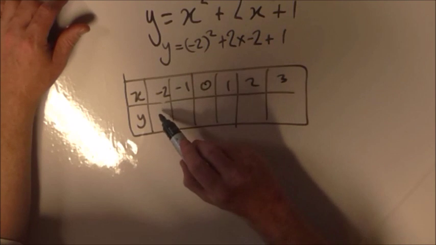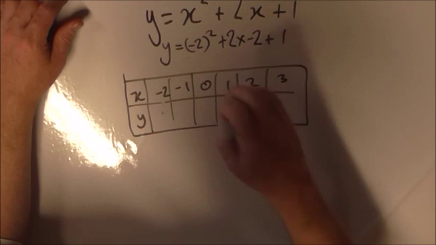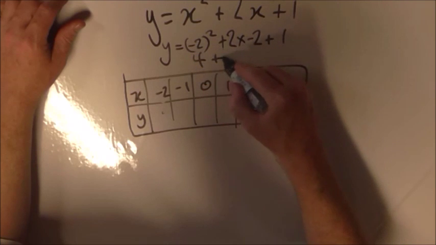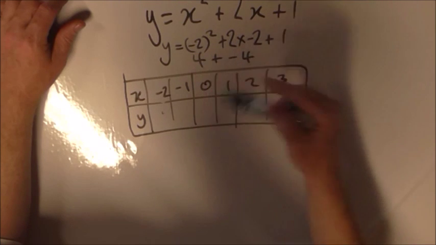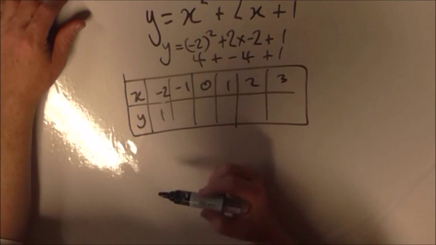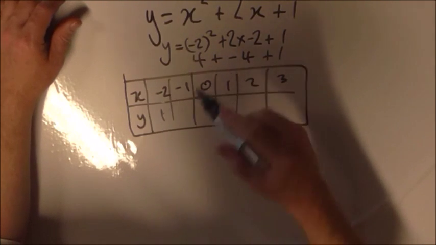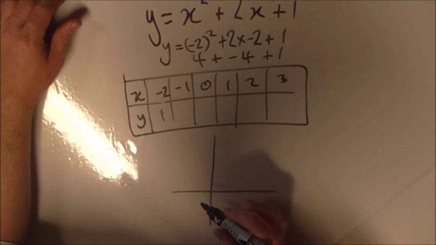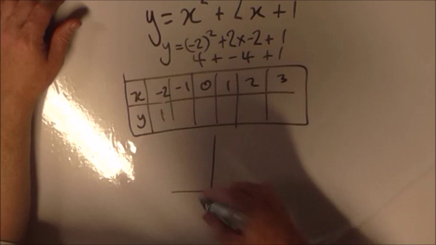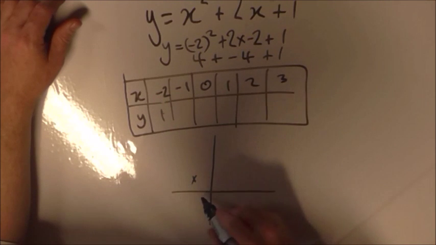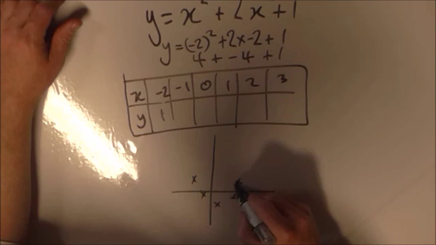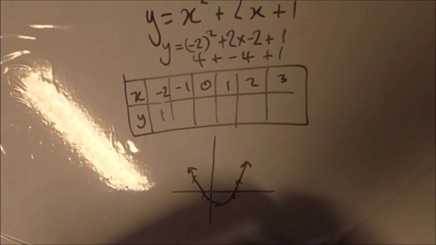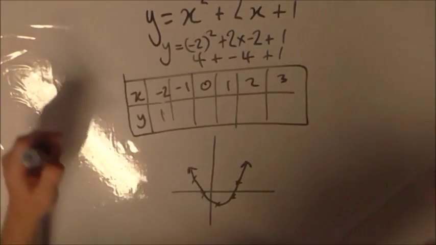So that me there is working out this entry here. Negative 2 squared is 4. 2 times negative 2 is negative 4. So those together are 0. Add 1 and you get 1. Anyway, you do all of them and you basically end up connecting the dots. So negative 2 across, 1 up, and it'll be something like this. Okay, so that's the first way. That's the most time-consuming way.